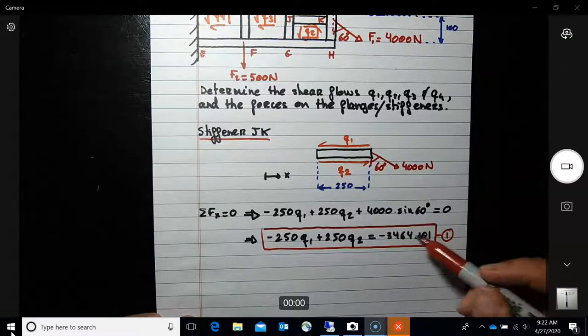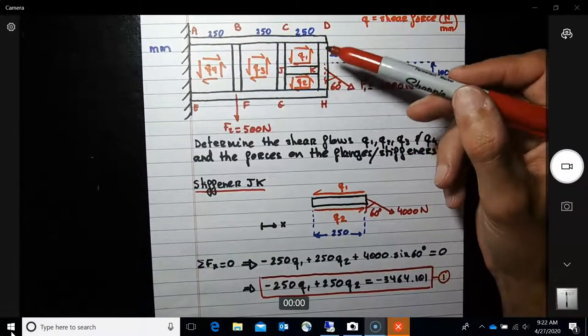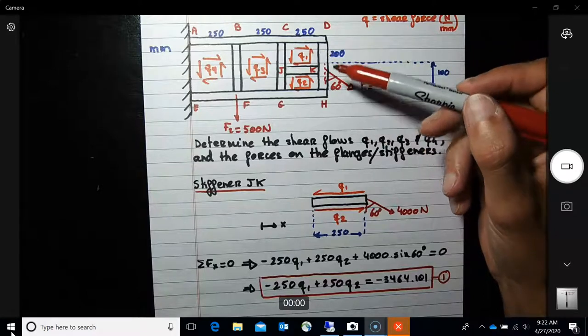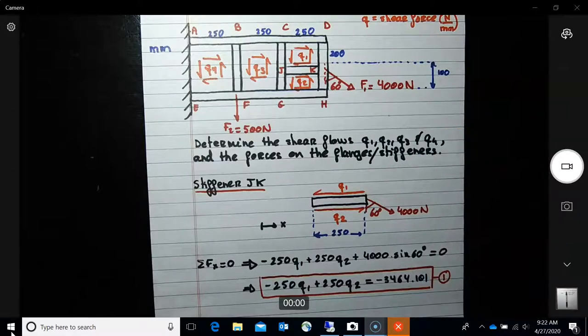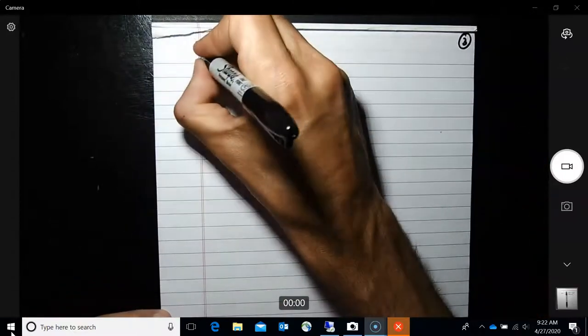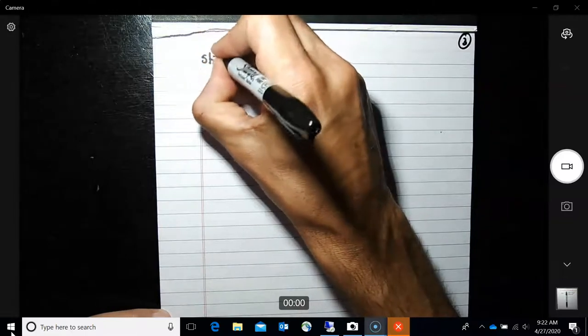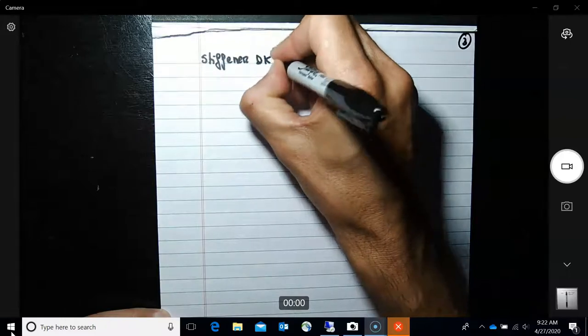Okay, so now we need to find another equation for Q1 and Q2. So what could be the one relating Q1 and Q2? Would be the stiffener DKH, no? So let me go to the next page. So let's look at the stiffener DKH.